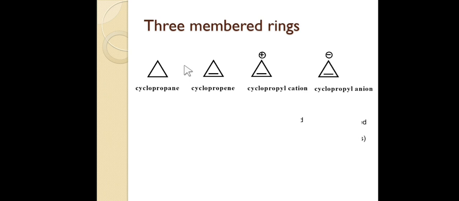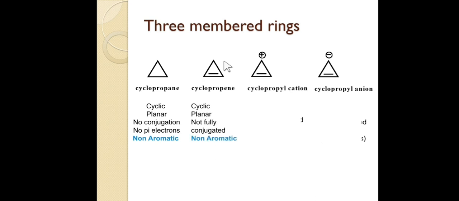So you can see here it's cyclic, planar but no conjugation, therefore this compound is of course non-aromatic. It is cyclic, planar but no conjugation, no pi electron, so it is a non-aromatic compound. Okay, now what about cyclopropene? We have one pi bond but this carbon is left behind, away from the conjugation, so this is also not fully conjugated, therefore this is also non-aromatic.